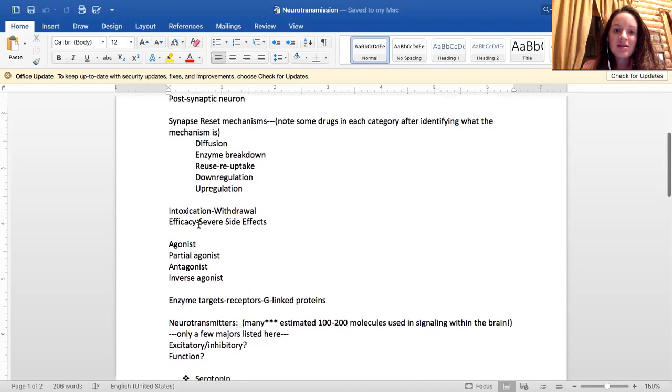And then next on the focus document, I have intoxication, withdrawal, efficacy, and severe side effects. So with those, note the inverse relationship. For instance, everything is at baseline. We want to start at baseline. But if someone is taking a drug, whether it be recreational or something within their treatment plan that we've prescribed, that is going to bring them up here, especially if we're treating something like depression.